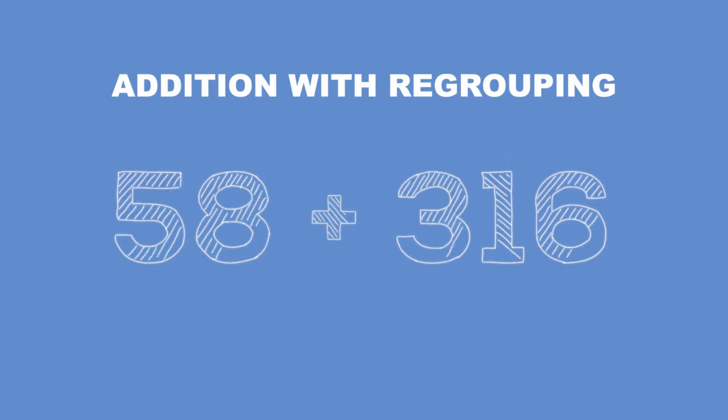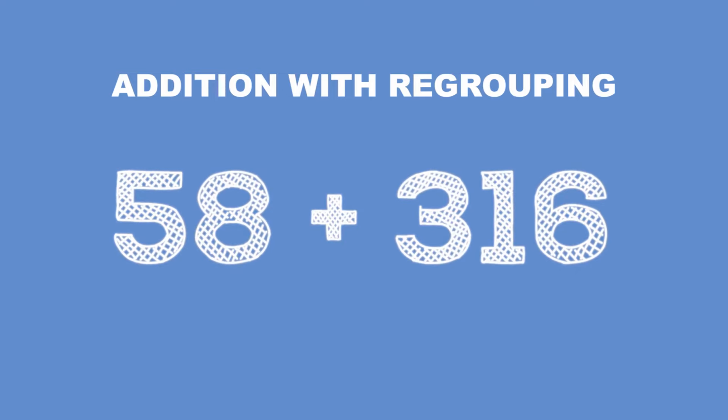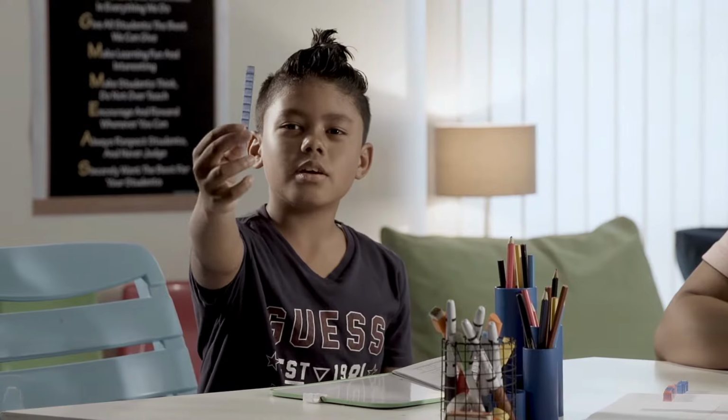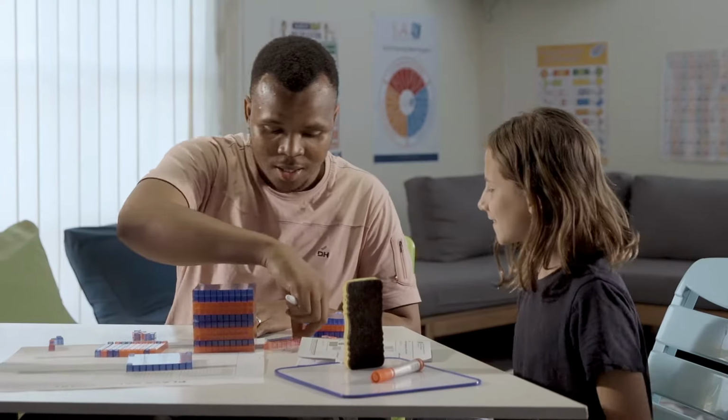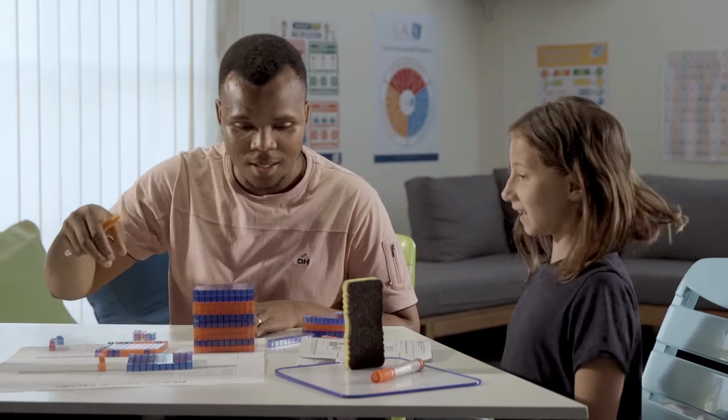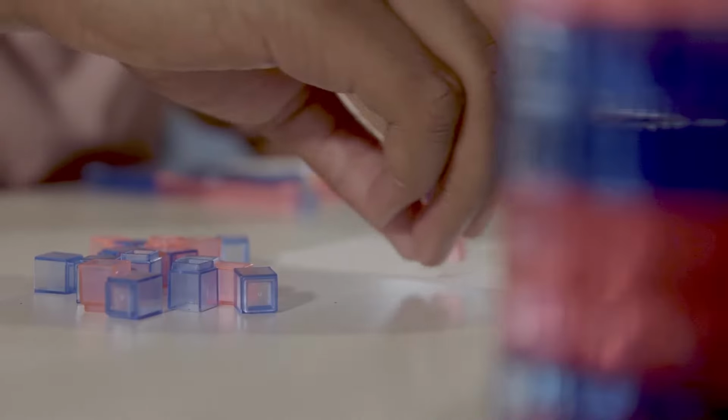Addition with regrouping. Add 58 and 316. One of them equals 10. Yes, one is 10 and this is 100. So when we see this, we see 100, right? And when you see this one equals 10. And when you see this one equals 1.